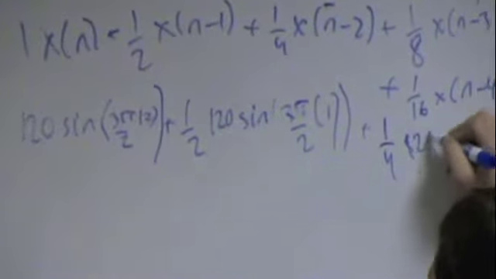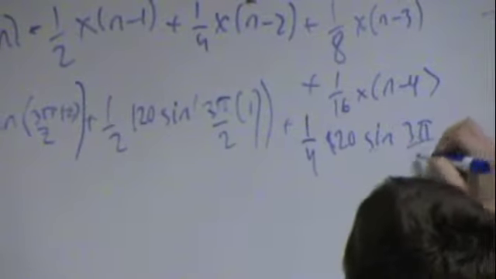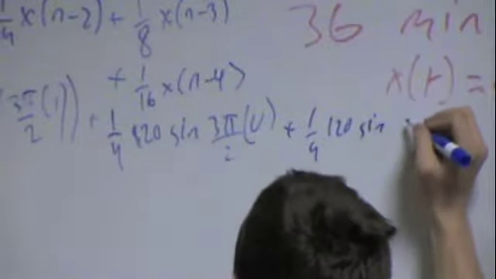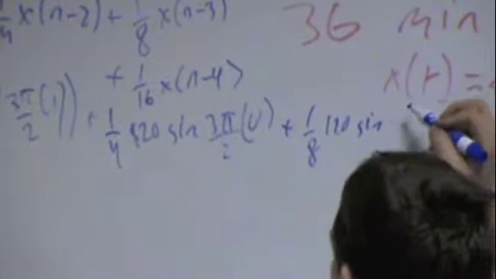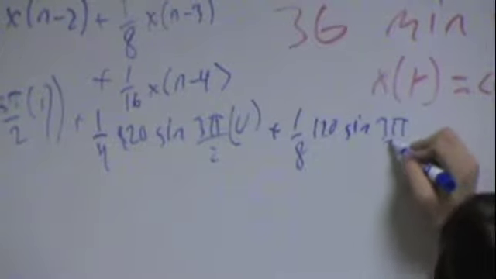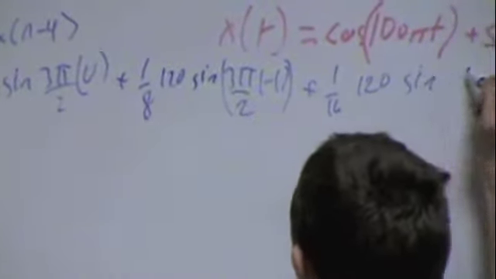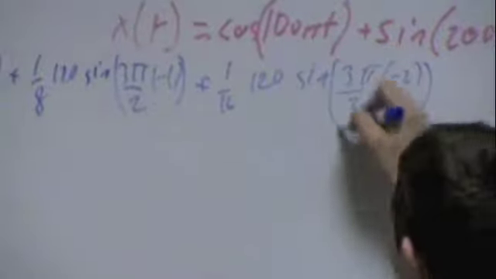plus, and then the other one's 1/4 of 120 sine 3 pi over 2 times 0, right? And then this is plus, no, it's not 1/4, it's 1/8, of 120 sine of 3 pi over 2 times negative 1, and then plus 1/16 of 120 sine 3 pi over 2 times negative 2.